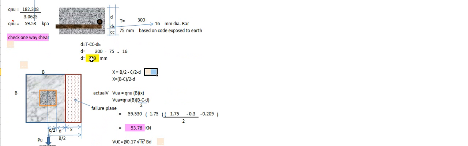X equals B over 2, minus c over 2, minus d, so X equals, as shown. Then actual shear is Vua equal to ultimate soil bearing qno times B times x. By substitution, as shown, actual shear is 59.53 times 1.75 times (1.75 minus 0.3 over 2 minus 0.209), equal to 53.76 kilonewton.